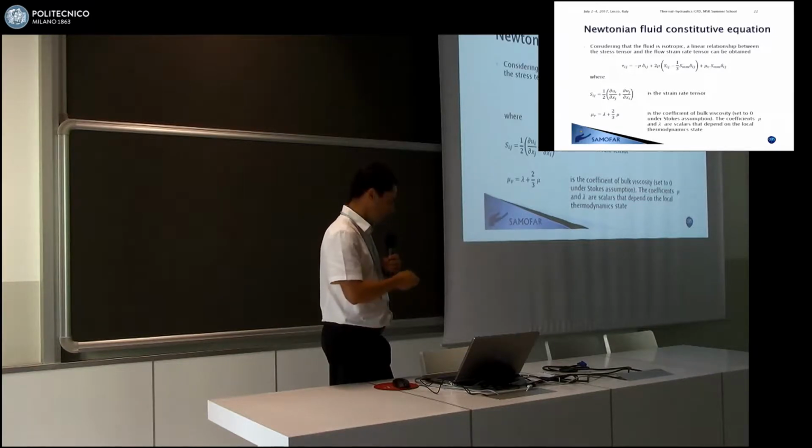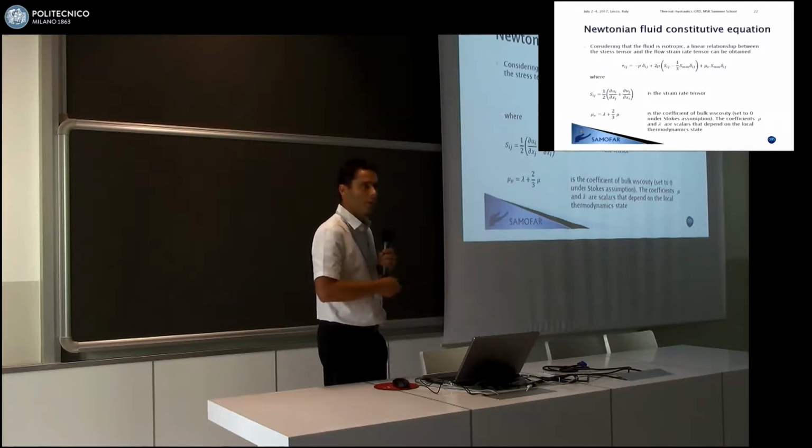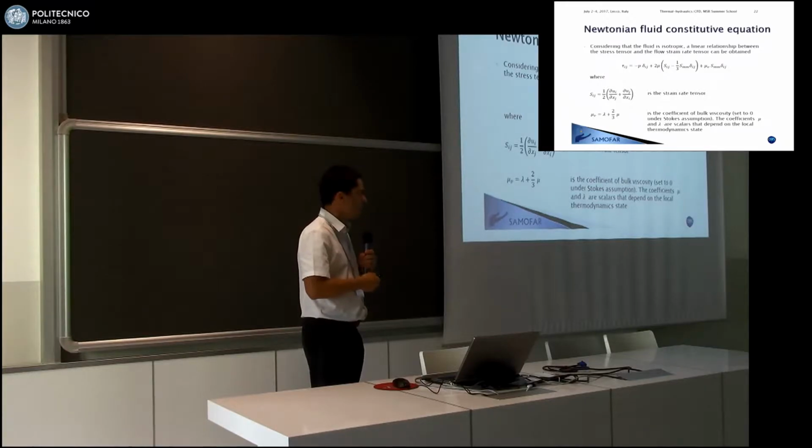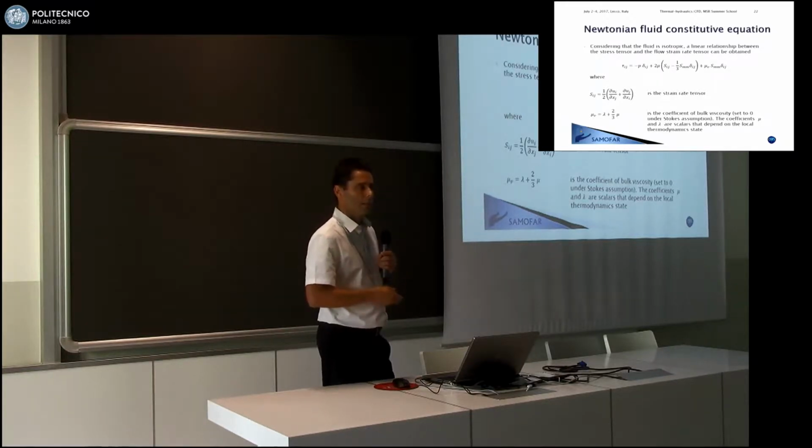So the idea of a Newtonian fluid is that you say there is a linear relationship between the strain rate tensor and the stress tensor. Now, the coefficients are the viscosity coefficients that you probably already heard about. So these coefficients are thermodynamic properties of the fluid.